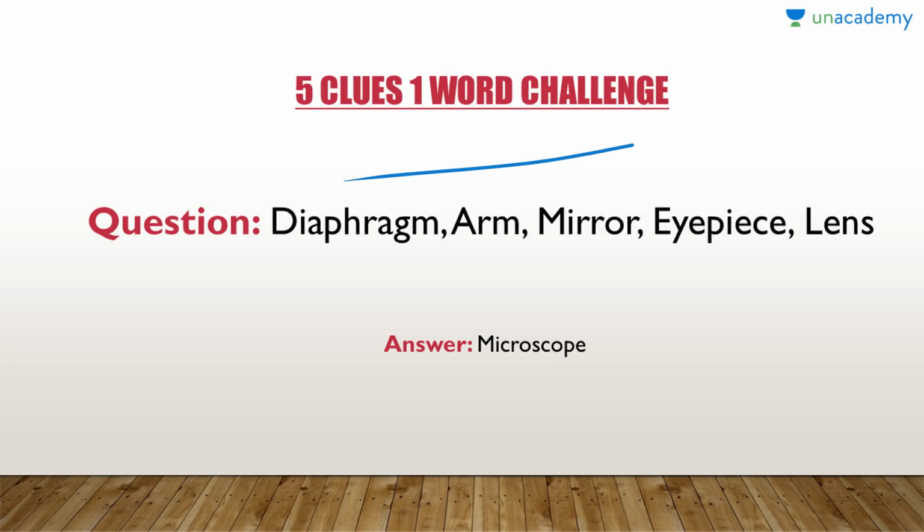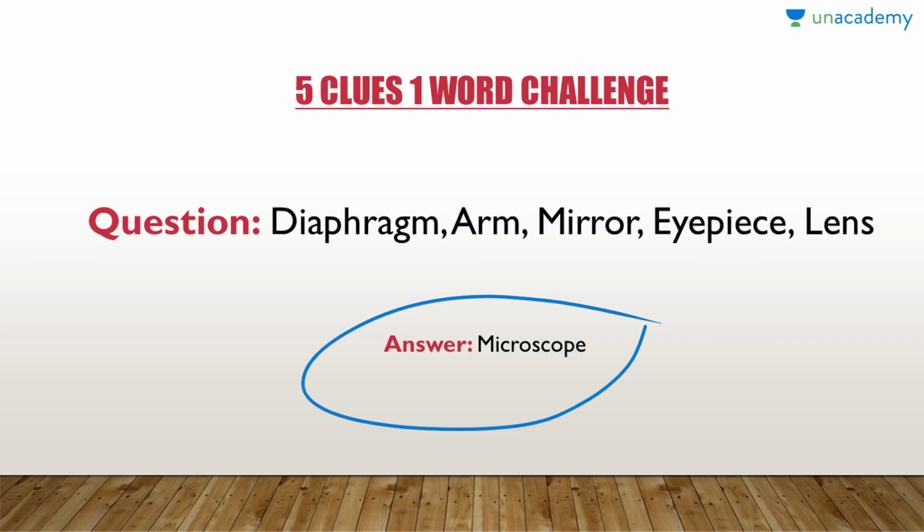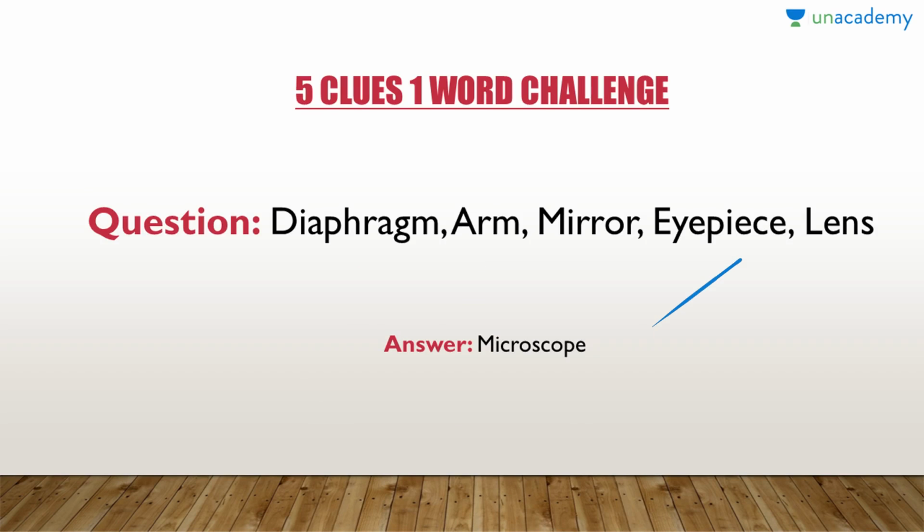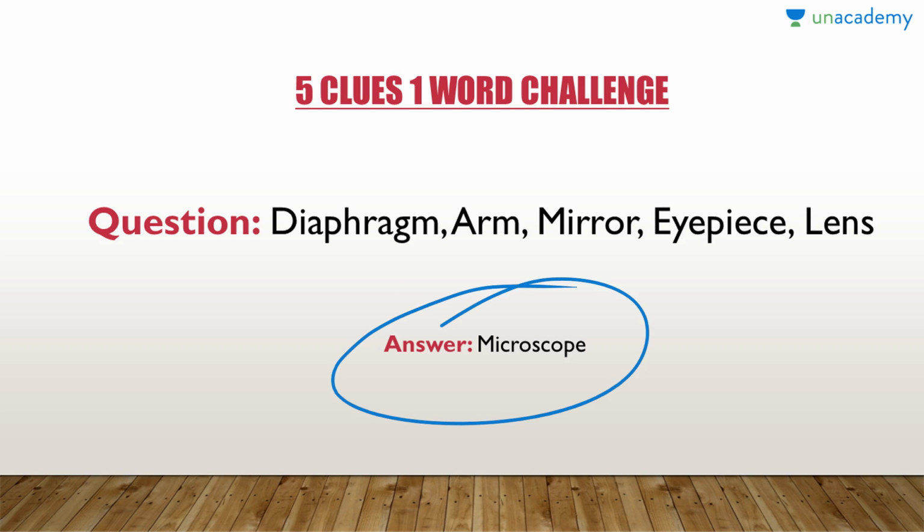And back to the 5 clues 1 word challenge. The words were diaphragm, arm, mirror, eyepiece and lens. And the answer was a microscope. So it has an eyepiece, it has a lens, it has a mirror, it has an arm and a diaphragm. So the answer was microscope.